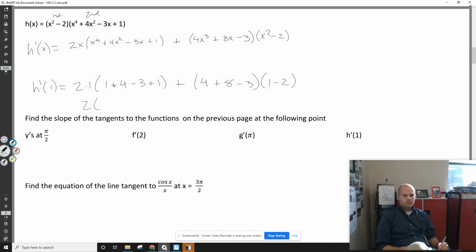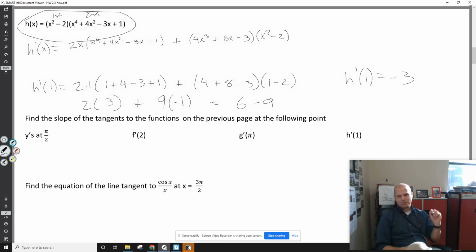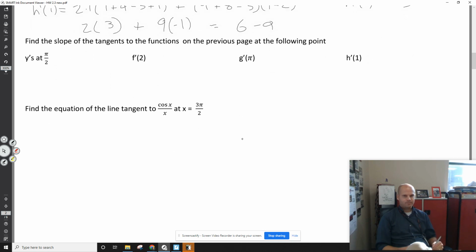I get 2. 6 minus 3 is 3. 12 minus 3 is 9. Negative 1. 6 minus 9, I get -3. This function at x equals 1 has a tangent slope of -3. This function's instantaneous rate of change is -3 y's per x. It's decreasing at 3 y's per x at that location.